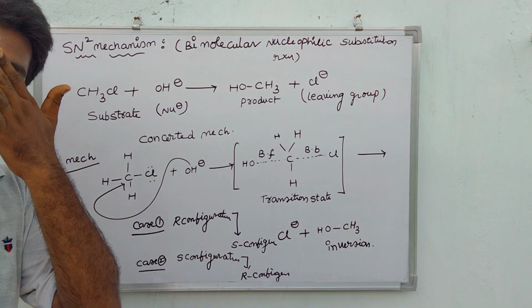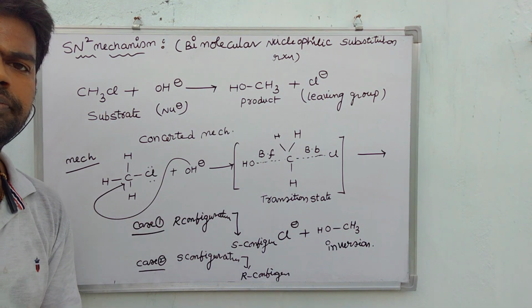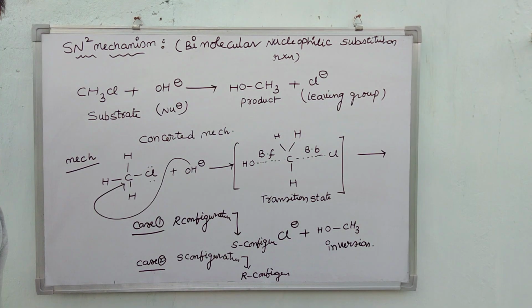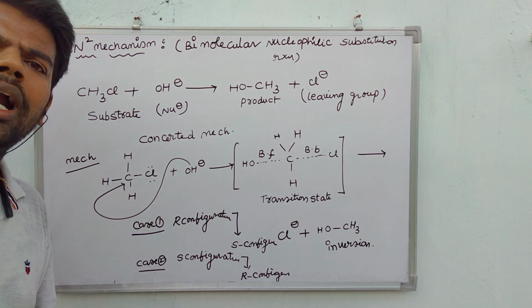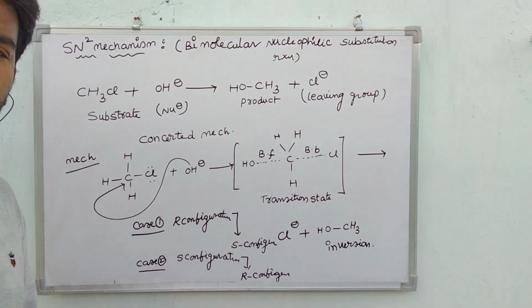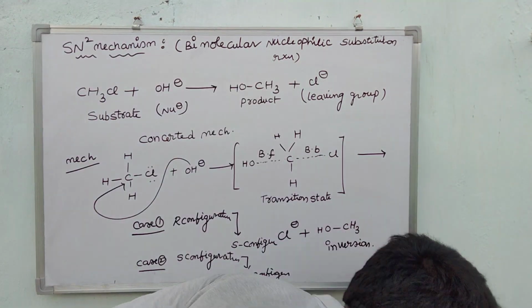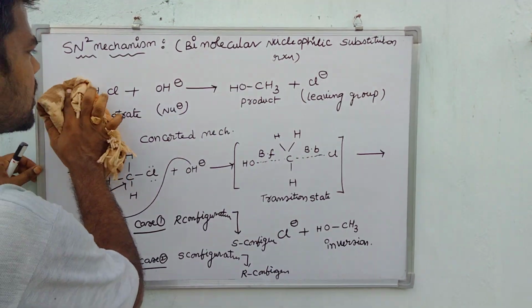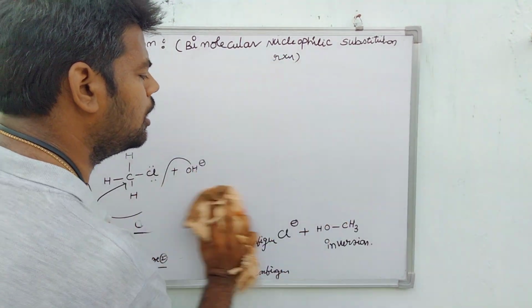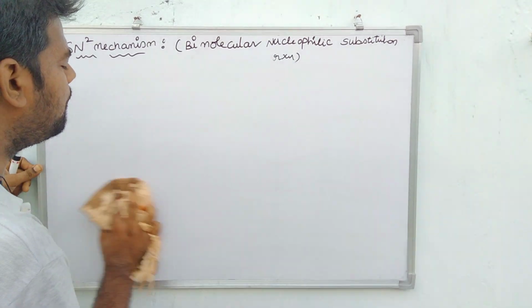This is a very important point. Whatever the initial substrate we have taken, the product always gives the reverse configuration. How is the reverse configuration obtained? Some examples I want to discuss right now to understand this very briefly.